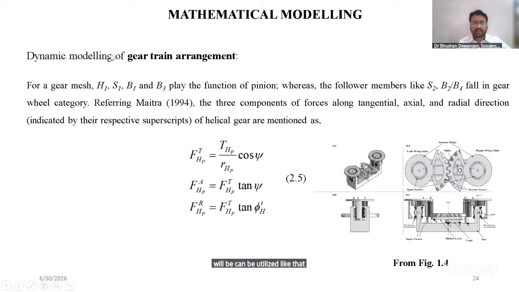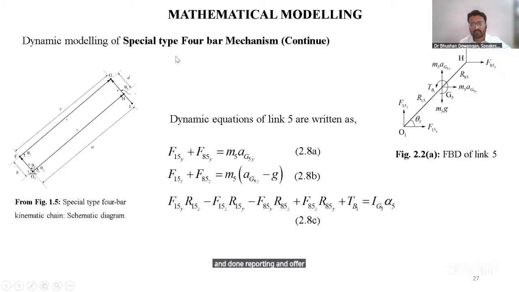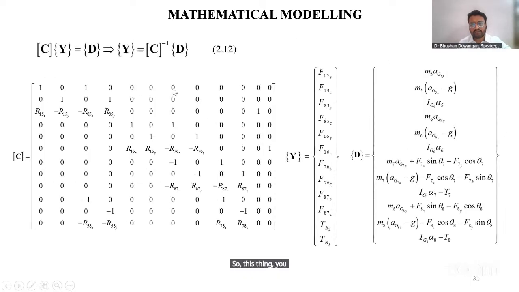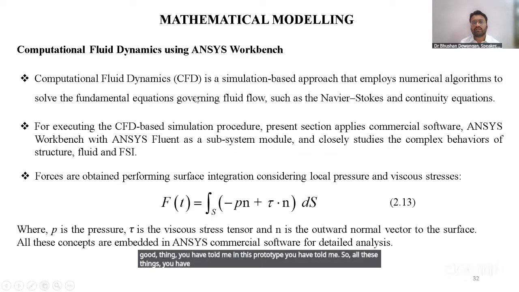So similarly for the gear train arrangement also this will happen, and dynamic modeling will have for also a special type of 4-bar mechanism. So if you want to have something stable and good, you have to make a prototype. All these things you have to consider.